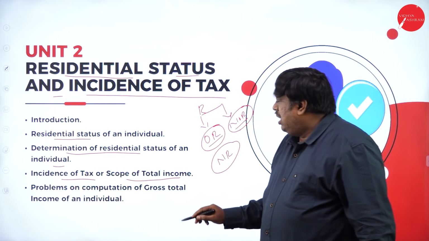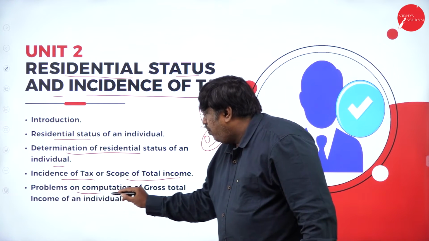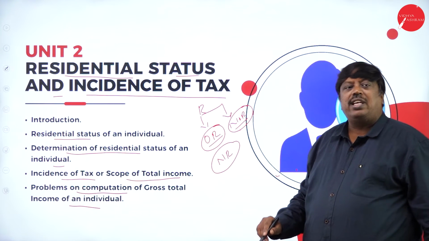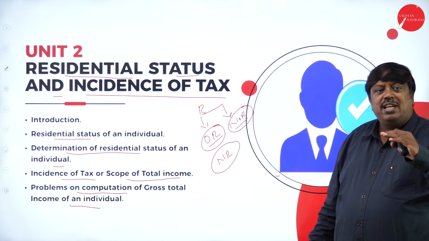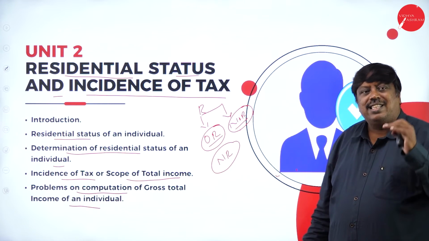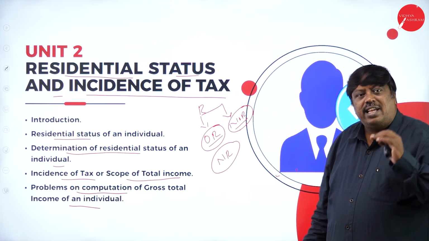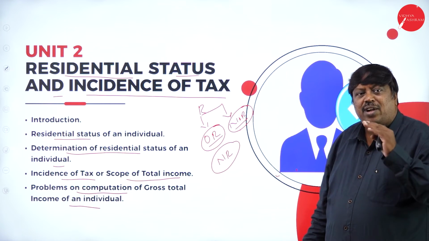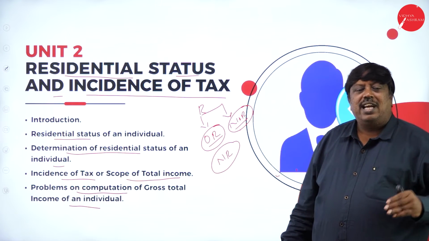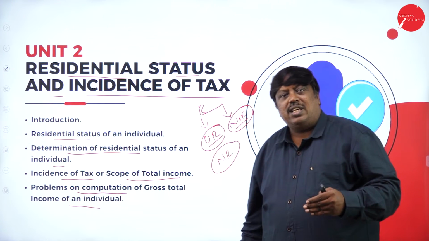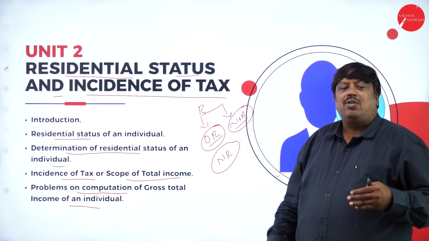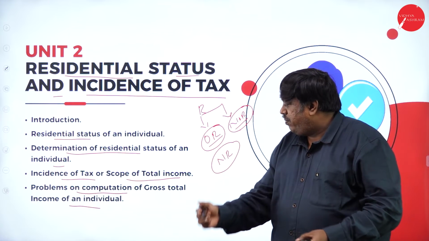The same thing next, we have problems on computation of gross total income of an individual. We are going to write all the 5 heads of income. We are going to total that, get the gross total income, and deduct the standard deduction. Then we calculate the taxable income. We are going to give the format, solve some problems, and give you additional information on how to solve the other problems you're going to get in the examinations.